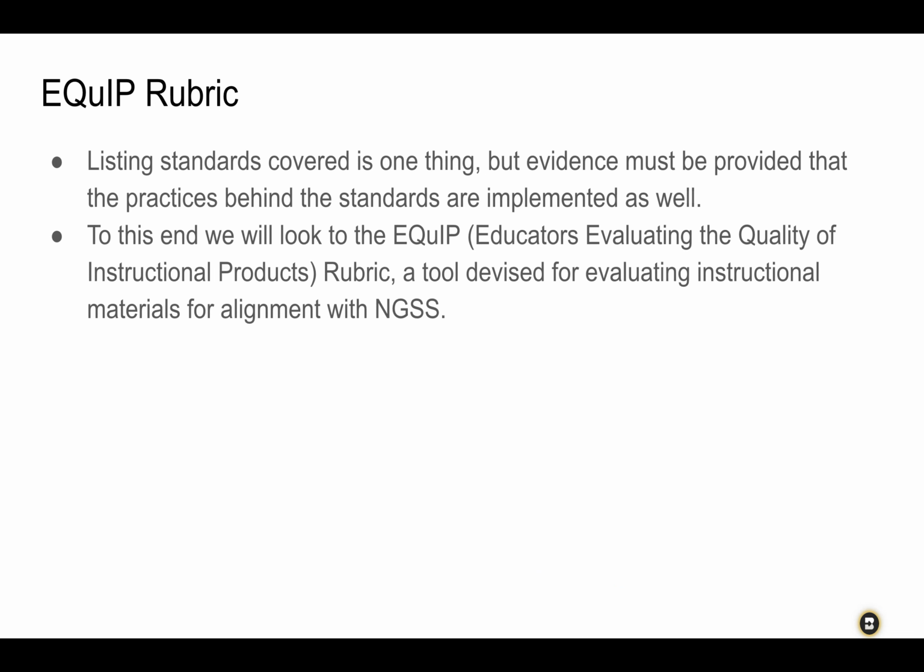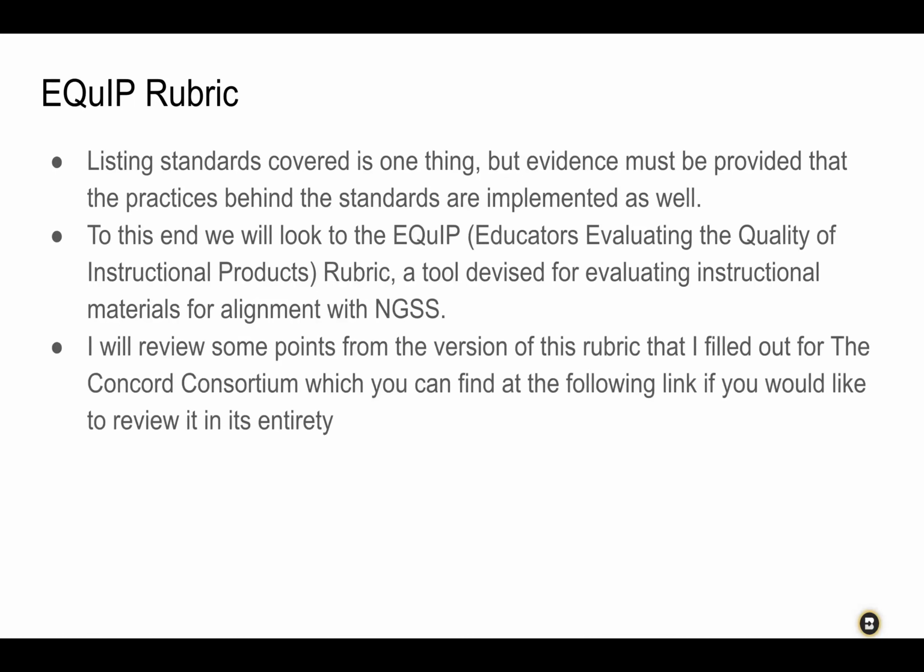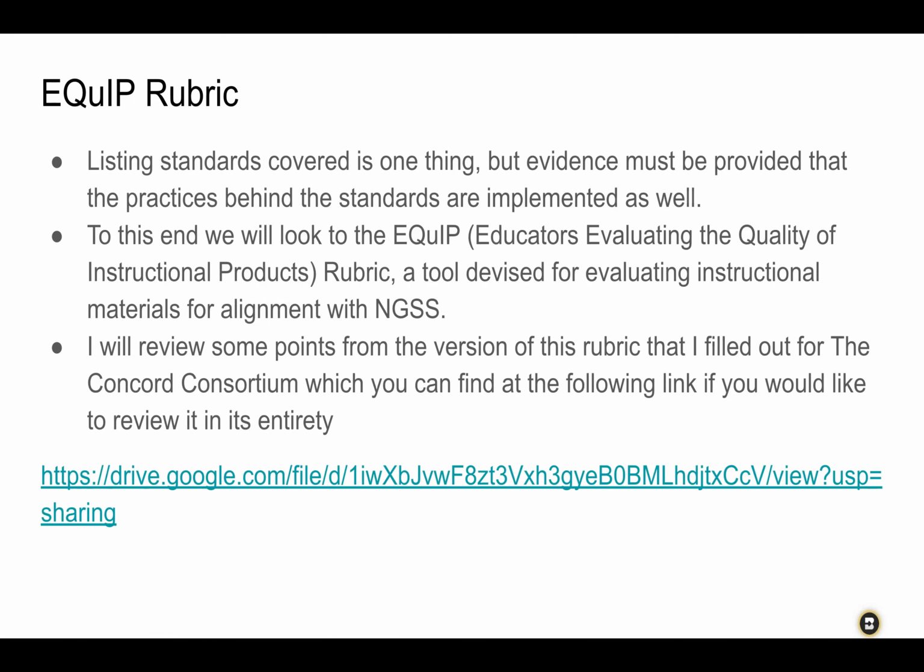Okay? To this end, we're going to look at the EQuIP, Educators Evaluating the Quality of Instructional Products rubric, which was a tool devised specifically for evaluating instructional materials to see if they align with Next Generation Science Standards. I'm going to review some points of the version of this rubric that I filled out for the Concord Consortium, but you can also find the full rubric that I filled out at the following link if you want to look at it in its entirety.